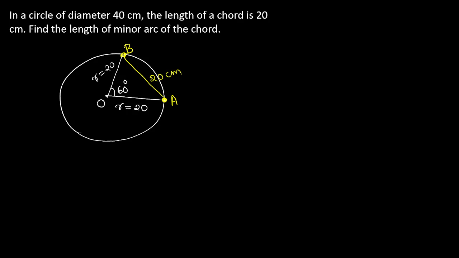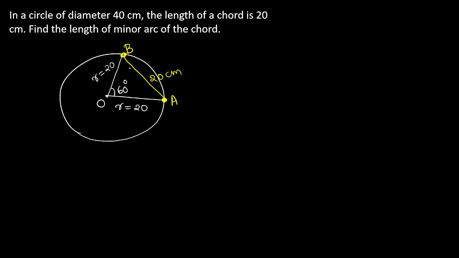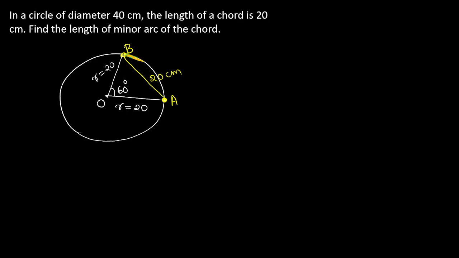Find the length of the minor arc. Minor arc means the smaller arc. You studied minor arc in 10th standard. The arc on the same side of the chord is said to be the minor arc. Understood? Let me show you this highlighted one. This is the minor arc, the arc on the same side of the chord. This L, the arc length, is our question.